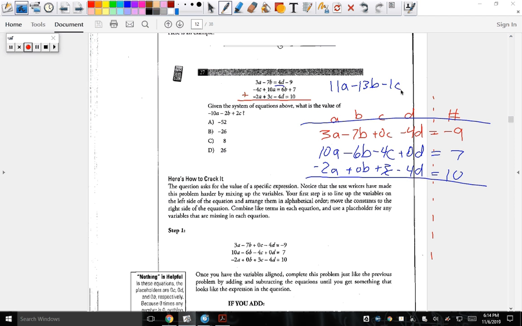And then the 4's cancel out, right? So I have plus 0d is equal to what? Negative 8 or positive 8. We good? So negative 2 plus a 10 gives me 8.